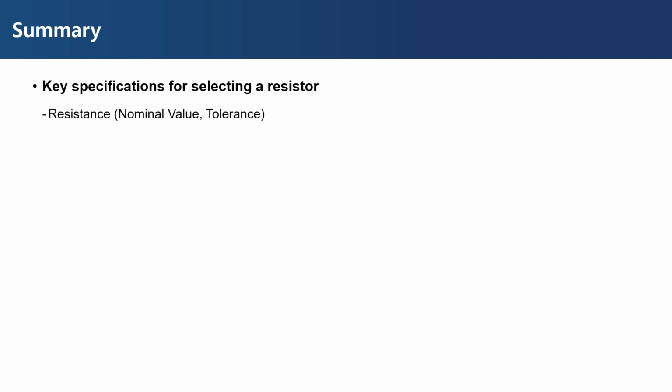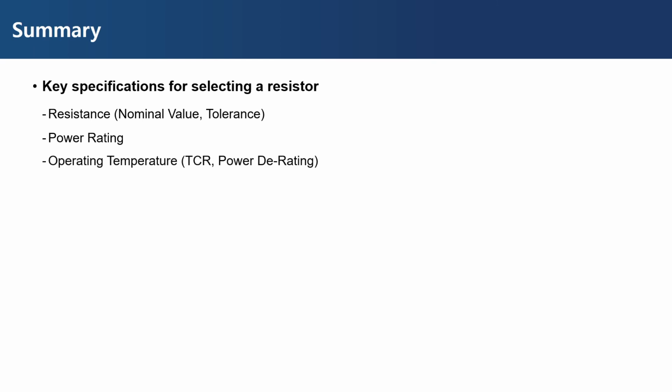Let's summarize what we learned today. The main specifications for selecting a resistor are: first, the resistance value. And you should take into account the tolerance of the resistance value whether it is suitable for your application. The second is the power rating. Make sure that the power consumption of the resistor does not exceed the power rating.